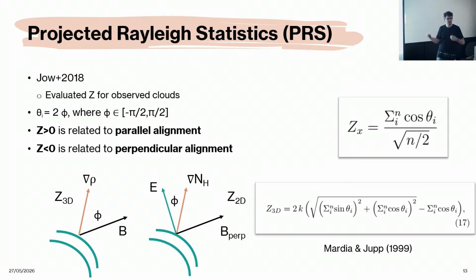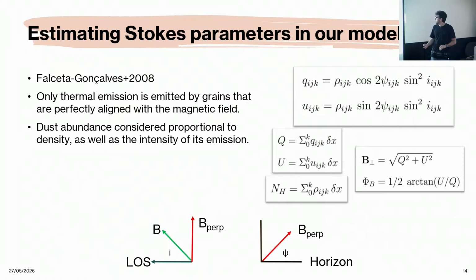Or if it's below 0, it means that at that density range, it will be mostly perpendicular. Okay, so how do we calculate the polarization then in our simulations?